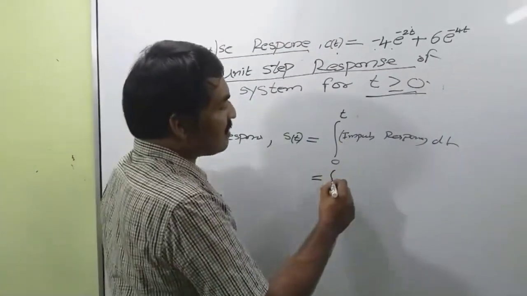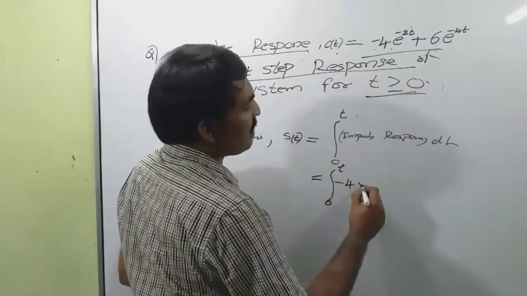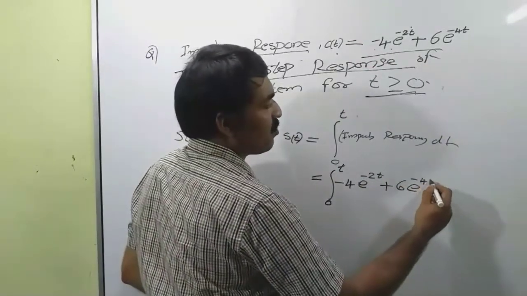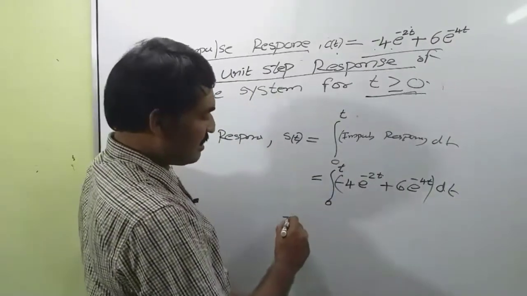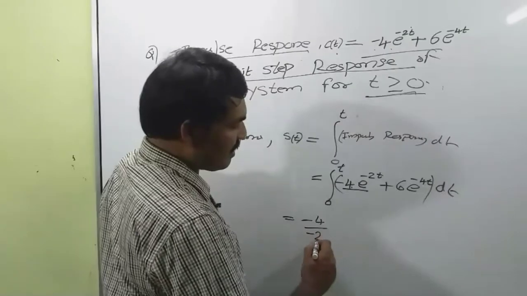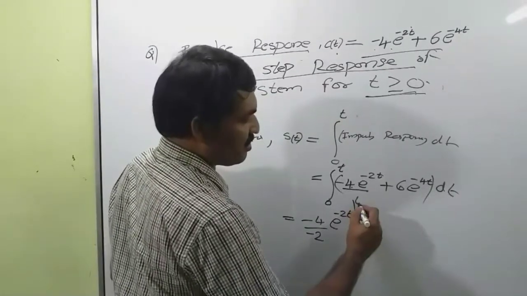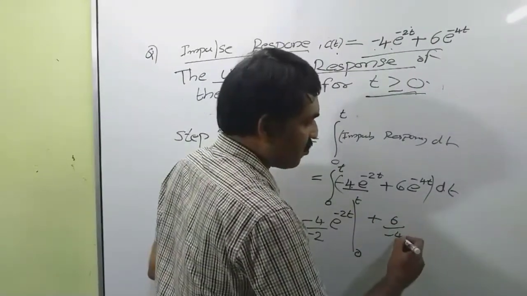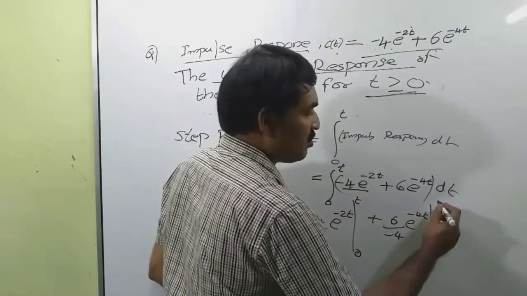Now this is 0 to t, impulse response is minus 4 e raised to minus 2t plus 6 into e raised to minus 4t dt. Now I am going to integrate this. So the integral of this is minus 4 divided by minus 2 into e raised to minus 2t, and the limit of integration is from 0 to t, and the integration of this term becomes 6 divided by minus 4 e raised to minus 4t. The limit of integration is from 0 to t.